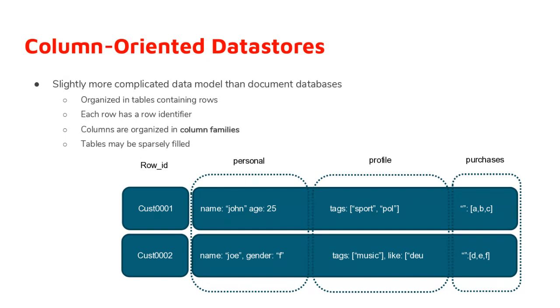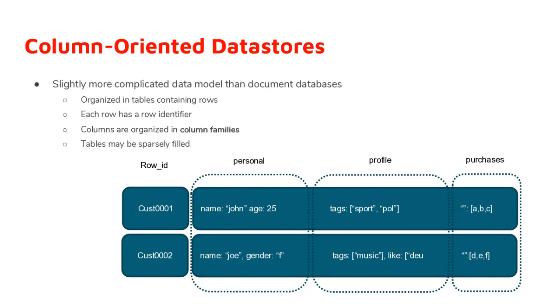So here you have rows. So again, the notion of rows. Each row has a unique identifier, but then instead of a couple of columns, you have column families. So every column family is linked to some high-level concept. For example, you can have all the columns which are personal about your customers. Then you can have columns about maybe the profile of your customers, and then maybe you have columns about purchases that every customer has made.